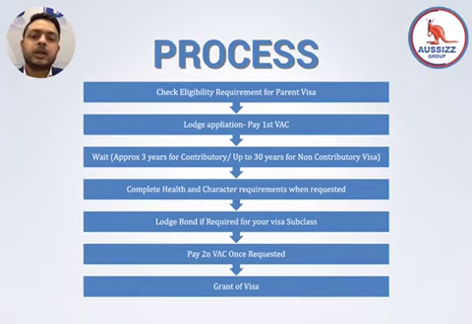Whenever the case officer is allocated, you will be asked to provide health and character requirements also. That means completing the medical examination and providing the police checks from each country your parents have lived in. Once the case officer is satisfied that the applicant meets health and character requirements and all the requirements for the visa to be granted, they will request the applicant to complete the assurance of support requirement if it is a permanent visa subclass, any of the subclasses 864, 804, 143 or 103.